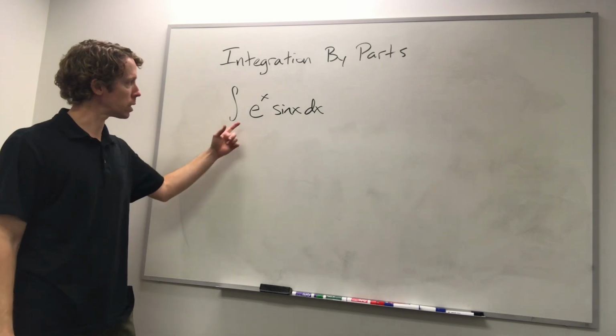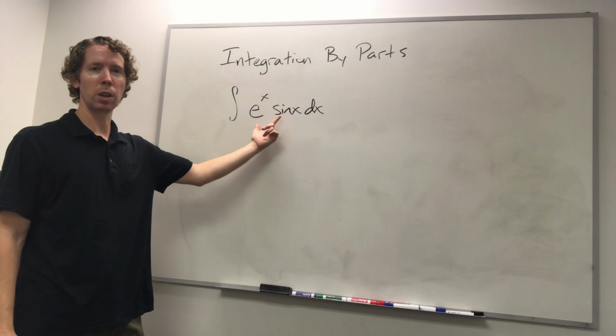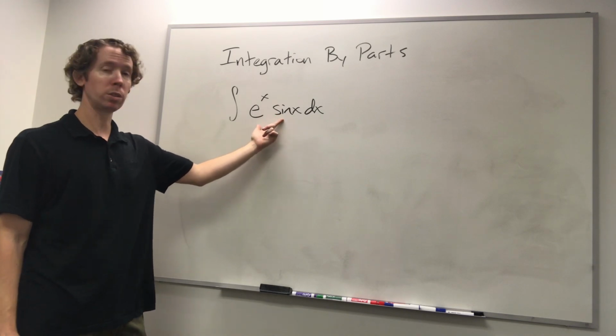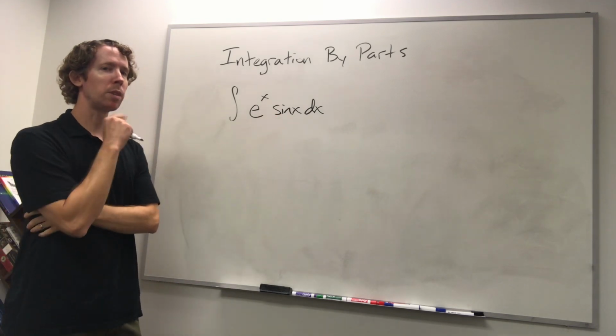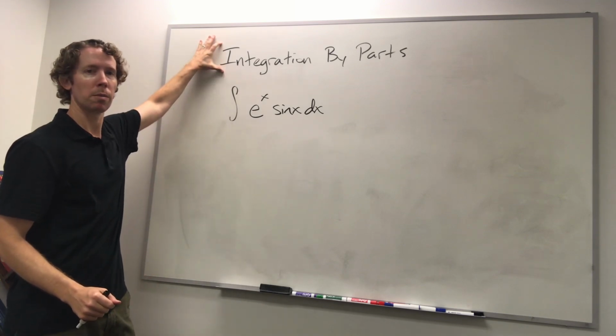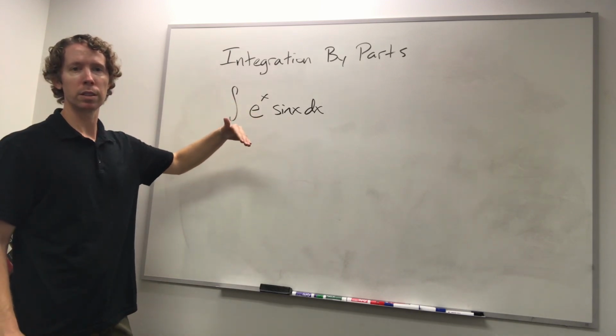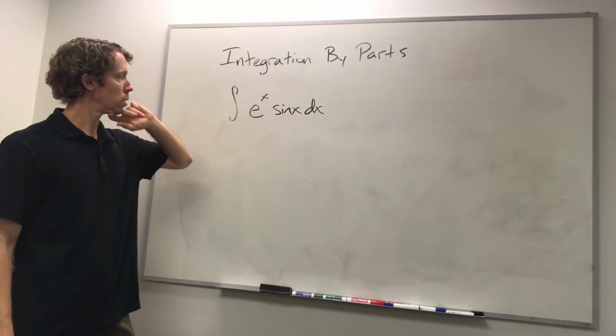I want to find the antiderivative of e to the x sine x. I don't see an obvious way to use a u substitution here, but I do see a product of functions, so that makes me think of the reverse of the product rule, which is integration by parts. And so I'm either going to use u's and v's or f's and g's to think about this.